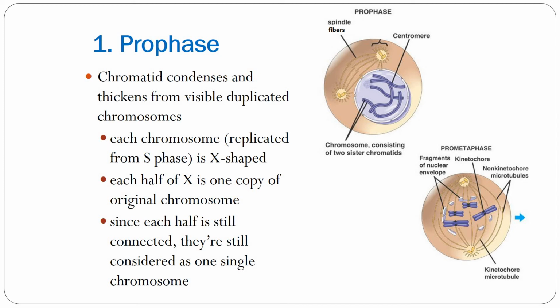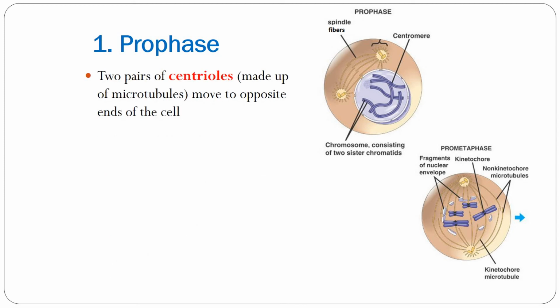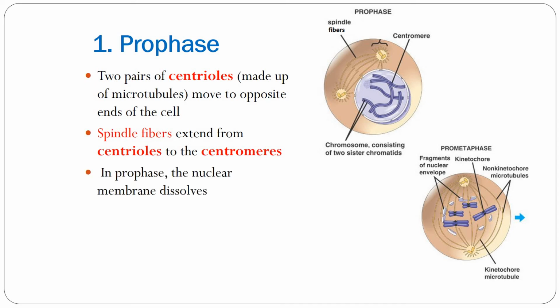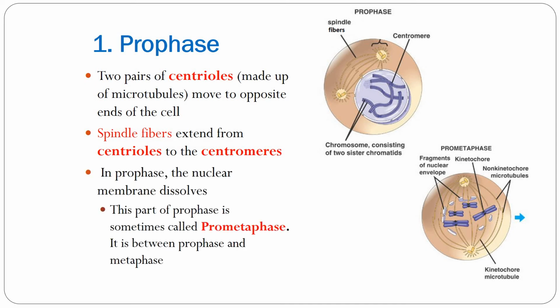and since they are still connected, they're considered 1 chromosome. At this point, you can start seeing the centrioles move to opposite ends of the cell. You can start seeing spindle fibers extend from the centrioles to the centromeres. The nuclear membrane starts to dissolve. This transitional period is called prometaphase, because it's transitioning from prophase to metaphase.